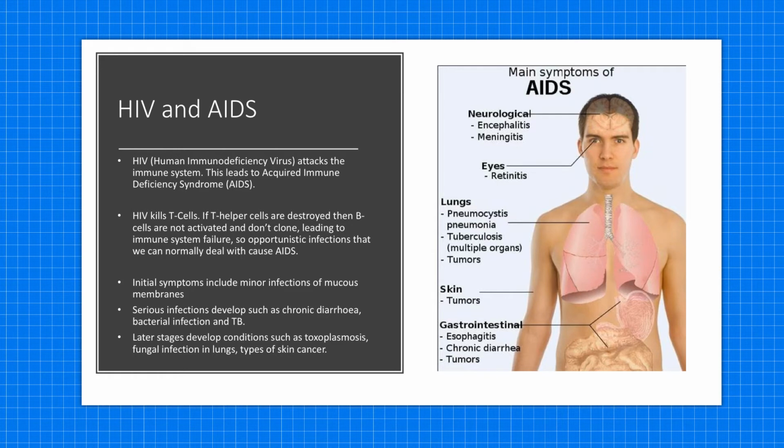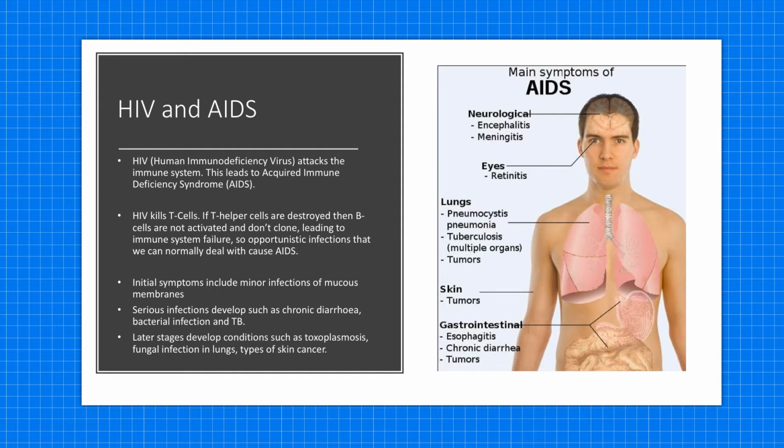So, as already said, HIV attacks the immune system, and this does then lead to AIDS. So what's happening is the HIV kills the T helper cells, and when the T helper cells are destroyed, the B cells are not activated and they don't clone. So this leads to an immune system failure. So opportunistic infections that we can normally deal with can cause AIDS.